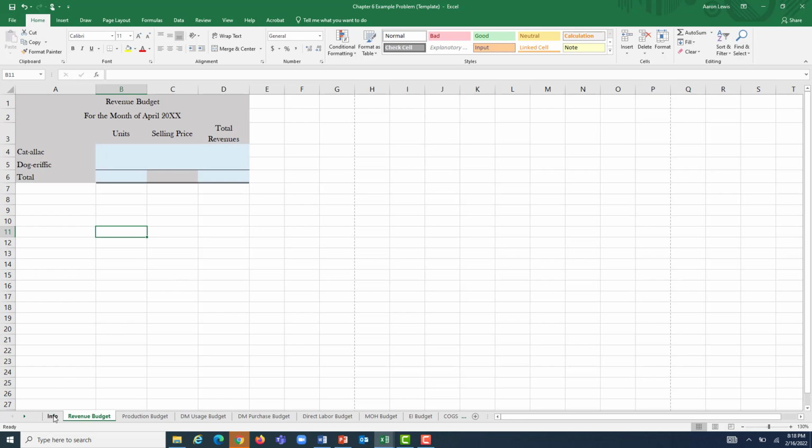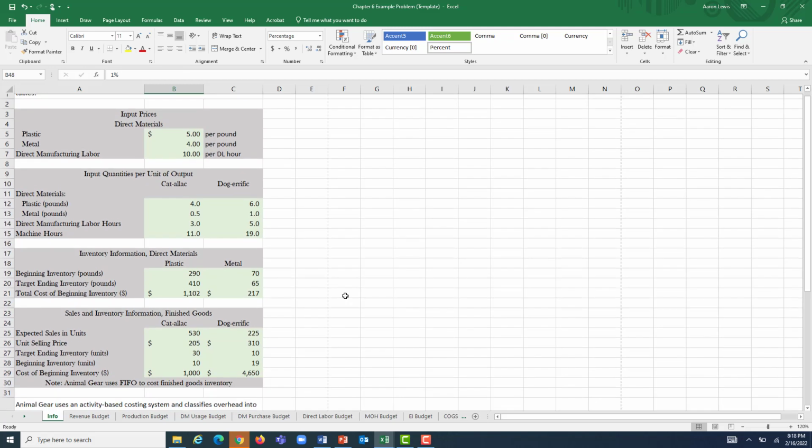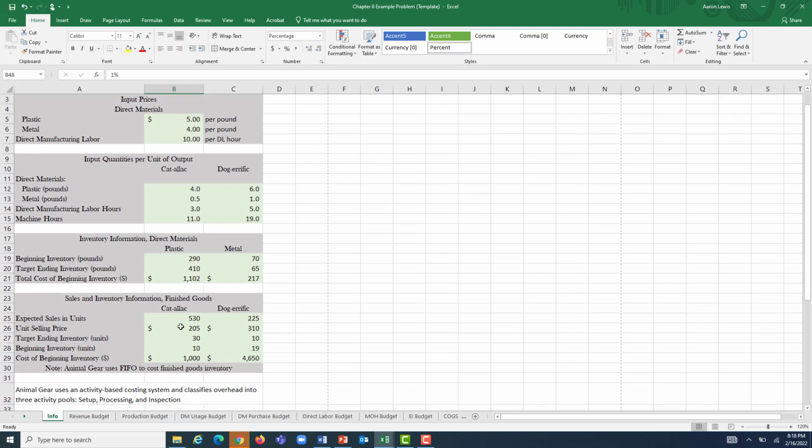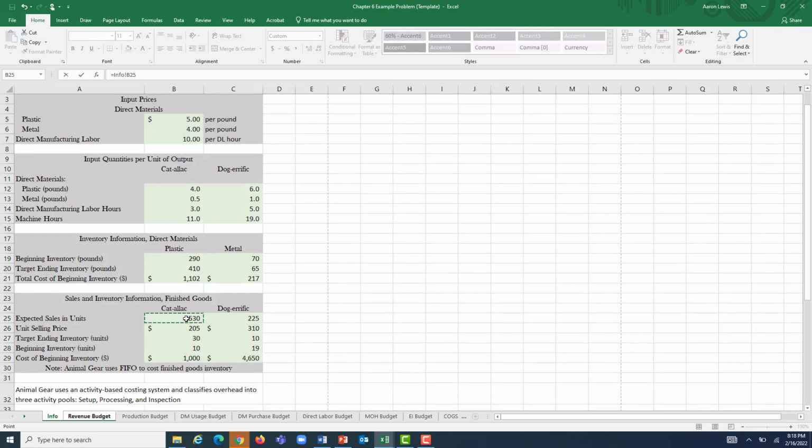So if I go back to my information over here and I find our expected sales figure in this particular table, we see that we are expecting to sell 530 Cadillacs and 225 Doggerifics. So I'm going to start the revenue budget by bringing those numbers over. Our expected units sold for the Cadillac is 530. Grab that number off our info.